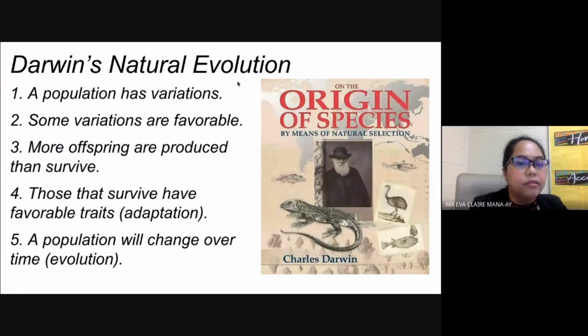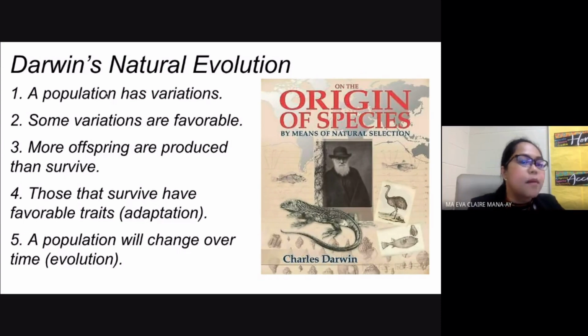Darwin's natural evolution had 5 points. First point, he states a population has variations. We all know this to be true. Even if you have twins, you are not exactly the same. There are no two individuals that are exactly the same. Even if you're fraternal twins, even if you're identical twins, you are not going to be exactly the same. There will be some variations. There will be certain things that are different.